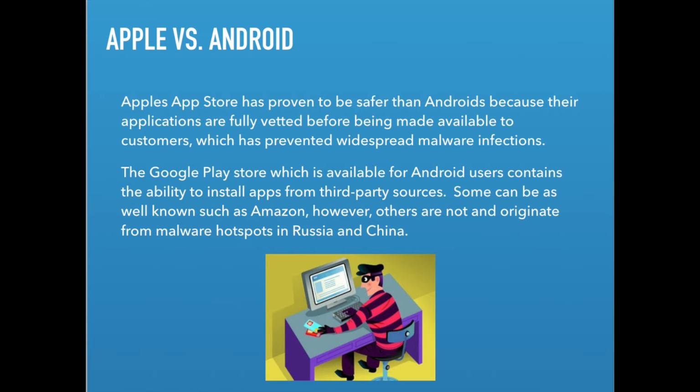Apple vs. Android security. Apple's App Store has proven to be safer than Android's because their applications are fully vetted before being made available to customers, which has prevented widespread malware infections. The Google Play Store, which is available for Android users, contains the ability to install apps from third-party sources. Some can be as well-known, such as Amazon. However, others are not and originate from malware hotspots, such as Russia and China. Criminal developers can deconstruct and decompile popular apps, such as Angry Birds, and publish malicious versions and make them available for free.